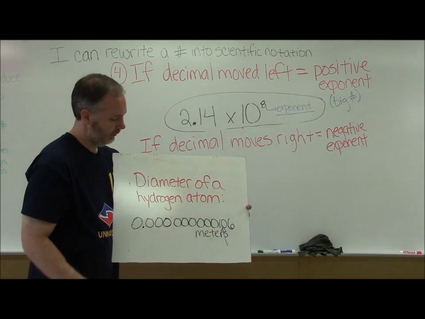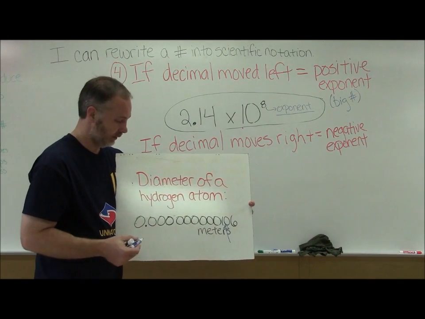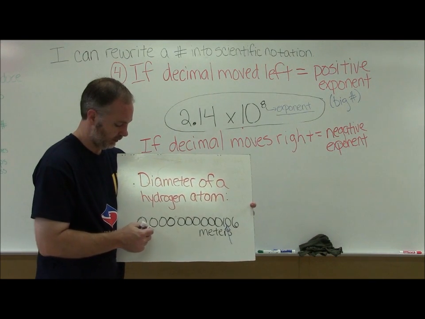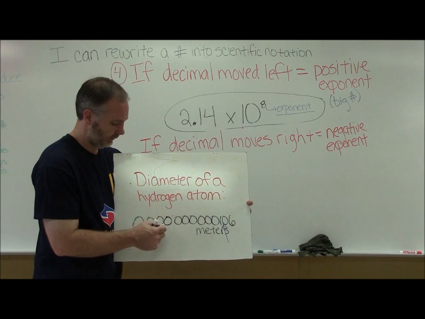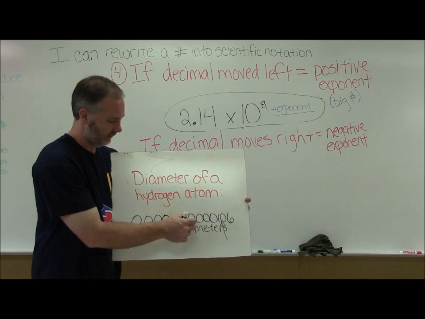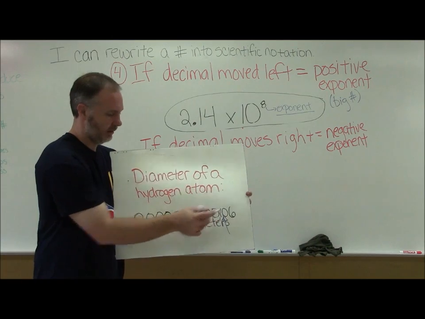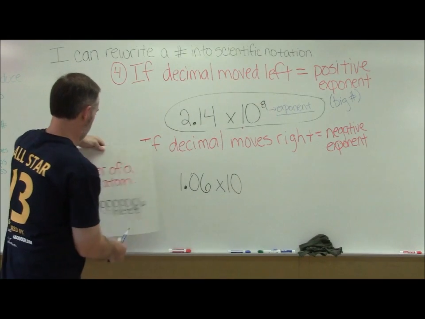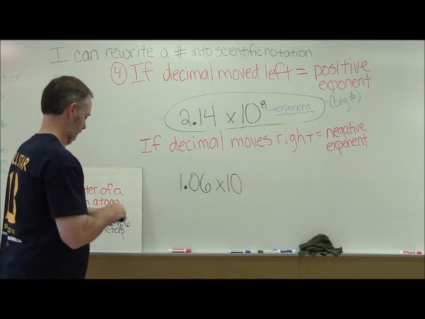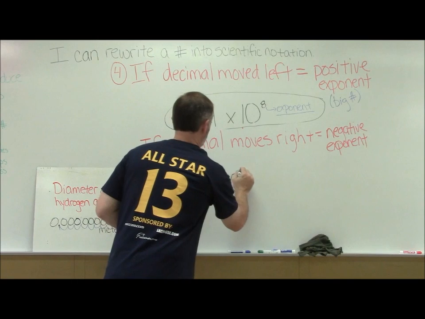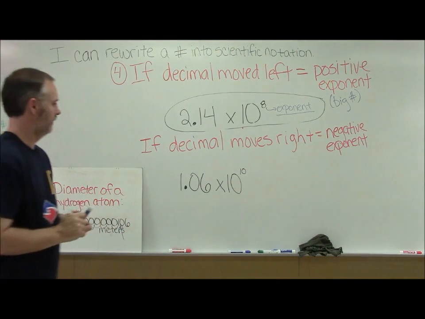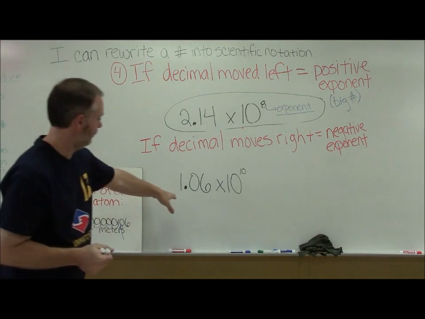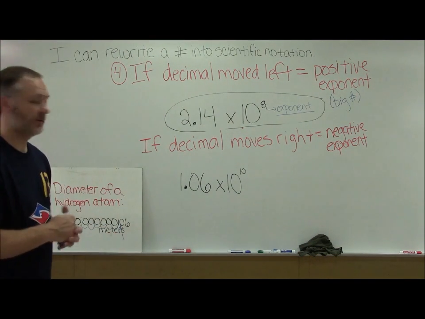Next thing we have to do is count how many places our decimal moved. This time it's easy to see where that decimal started. It started here, and we moved it once, twice, 3, 4, 5, 6, 7, 8, 9, and 10. That's our exponent, our 10. So after step 3, we have 1.06 times 10 to the 10.